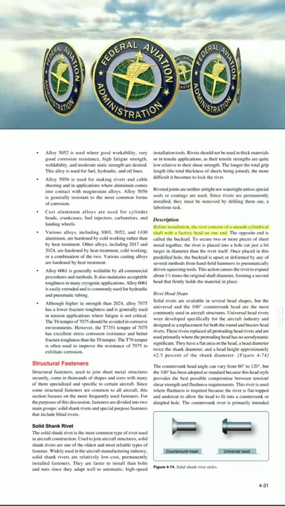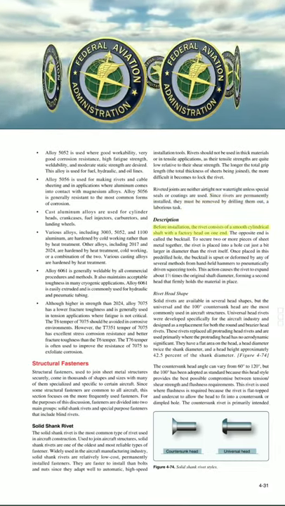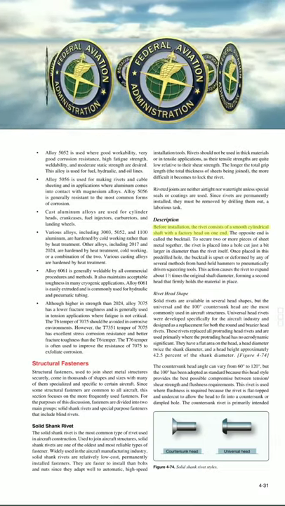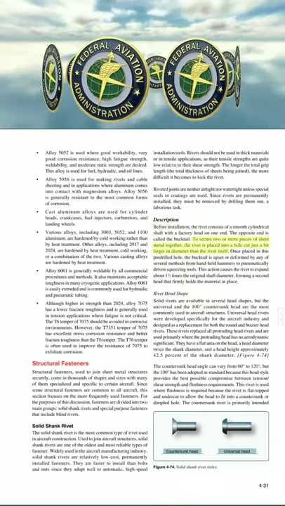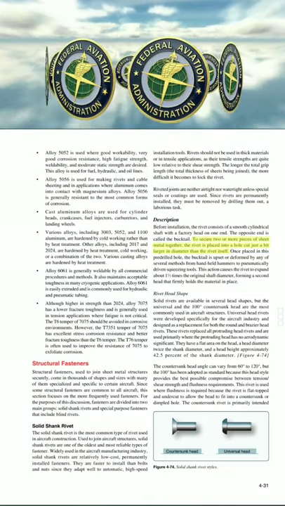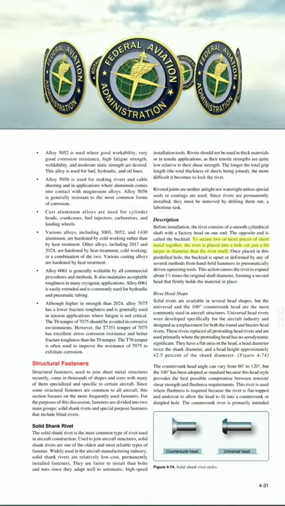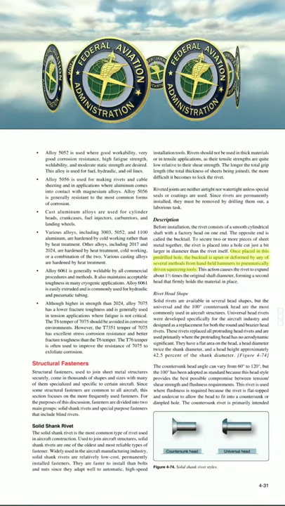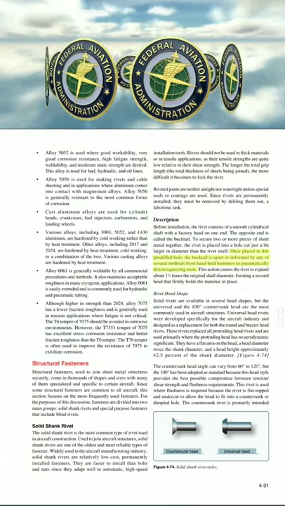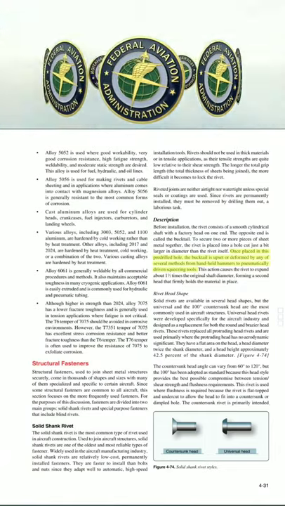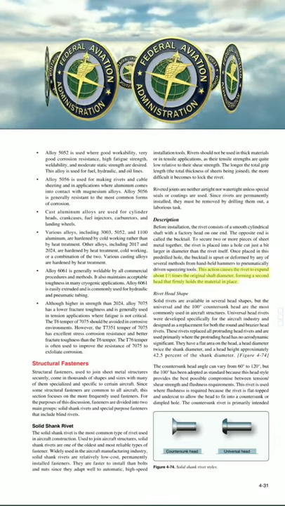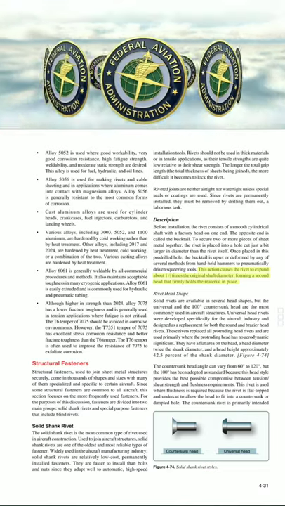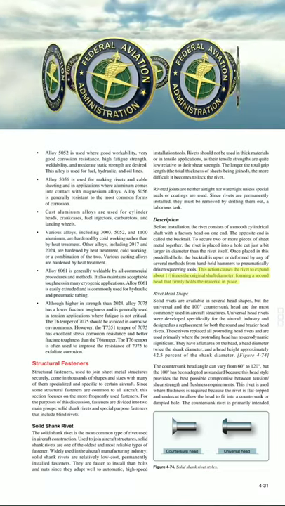Description. Before installation, the rivet consists of a smooth cylindrical shaft with a factory head on one end. The opposite end is called the bucktail. To secure two or more pieces of sheet metal together, the rivet is placed into a hole cut just a bit larger in diameter than the rivet itself. Once placed in this pre-drilled hole, the bucktail is upset or deformed by any of several methods, from handheld hammers to pneumatically driven squeezing tools. This action causes the rivet to expand about 1/2 times the original shaft diameter, forming a second head that firmly holds the material in place.